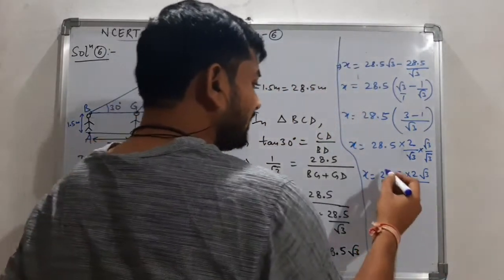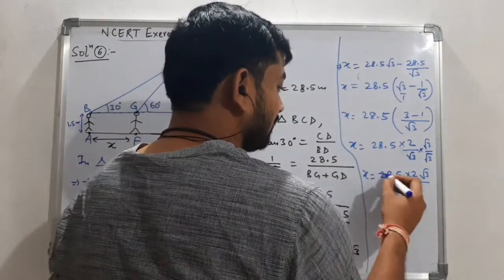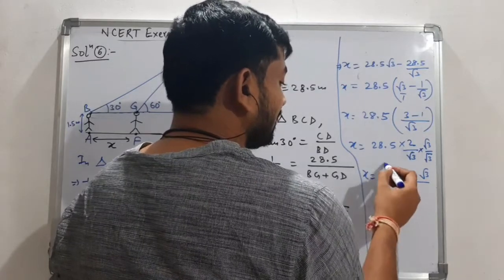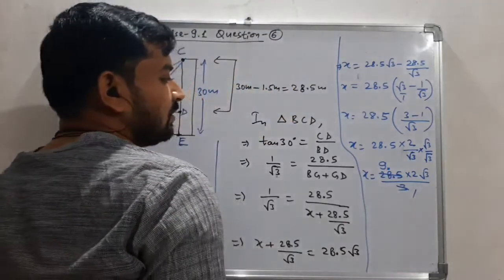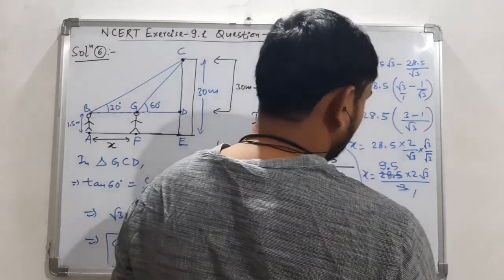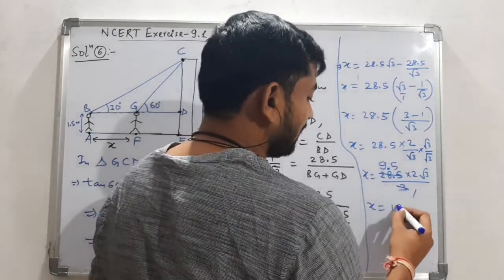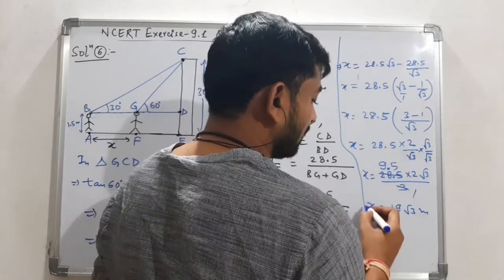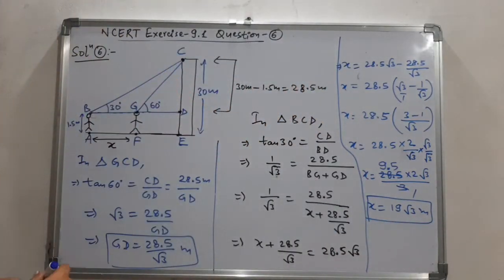Now we can divide 28.5 by 3, so we will be getting 9.5. 3 nines are 27, then 1 is remaining, so 3 5s is this. So the value here which we are getting is 9.5 into 2, which is 19 root 3 meters. So the distance which the boy will move so that the angle becomes 30 degree to 60 degree is 19 root 3. Question number 7.